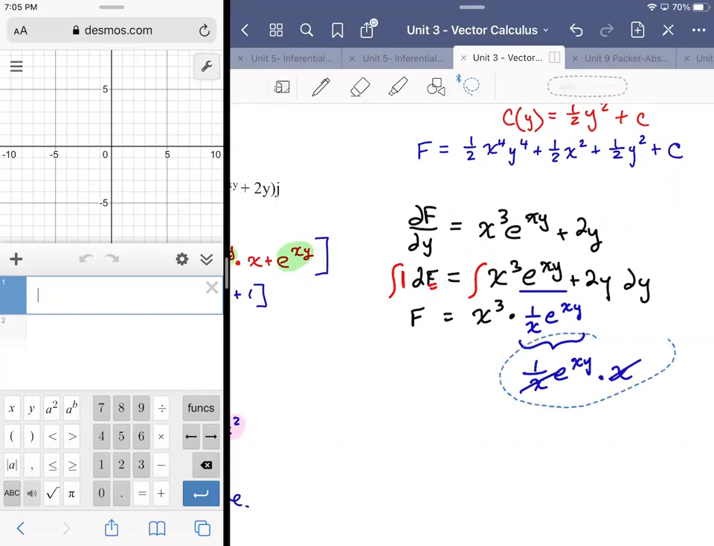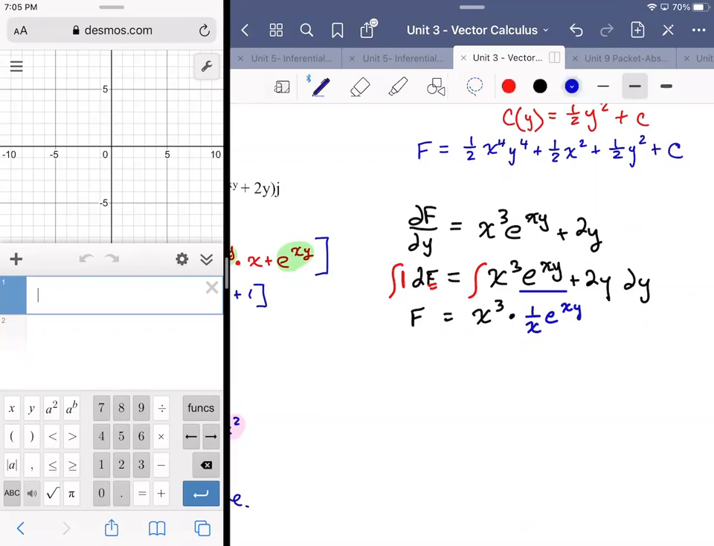But when you're thinking about it in the context of partials, what you're saying is that you're taking the e to the xy, and instead of multiplying it by the derivative of the exponent, because that derivative of the exponent is constant, we're dividing it by the derivative of the exponent. It's hard to keep in mind that x in this context is a coefficient rather than a variable. The antiderivative of 2y is just going to be y squared, so that part at least.